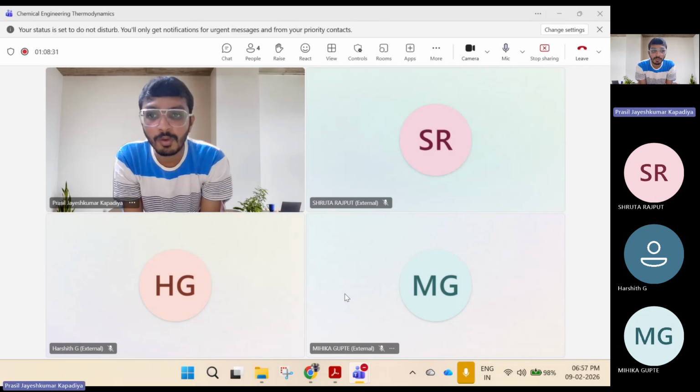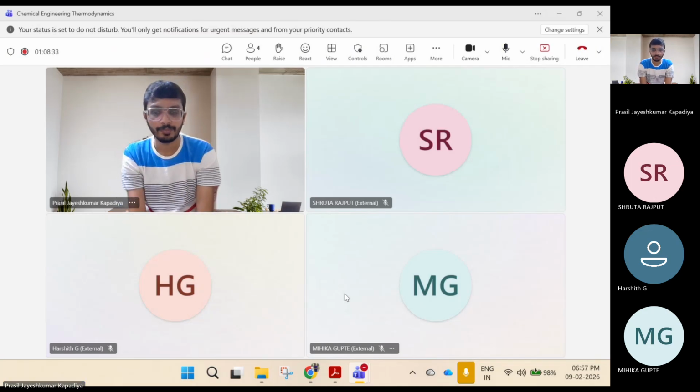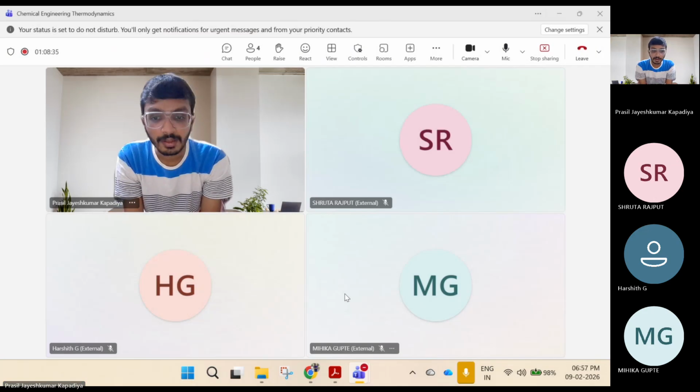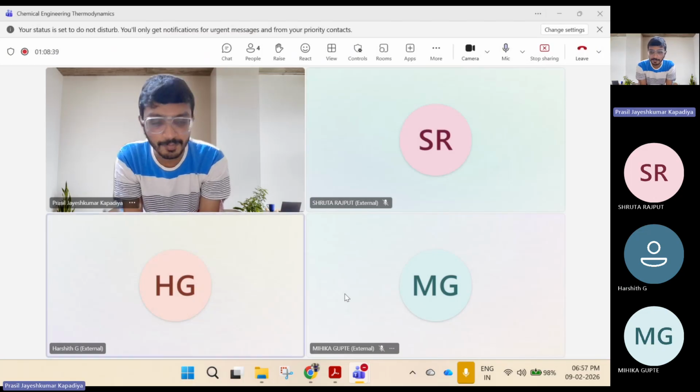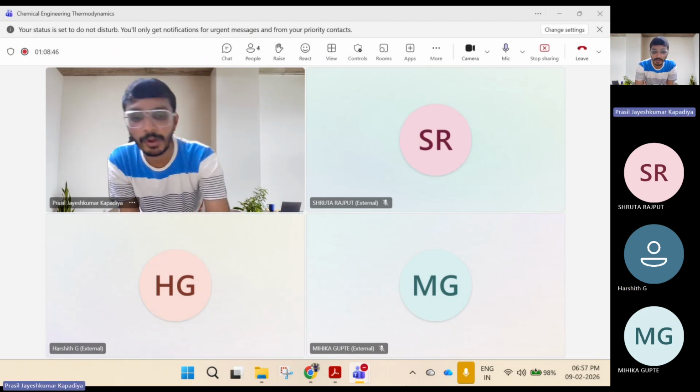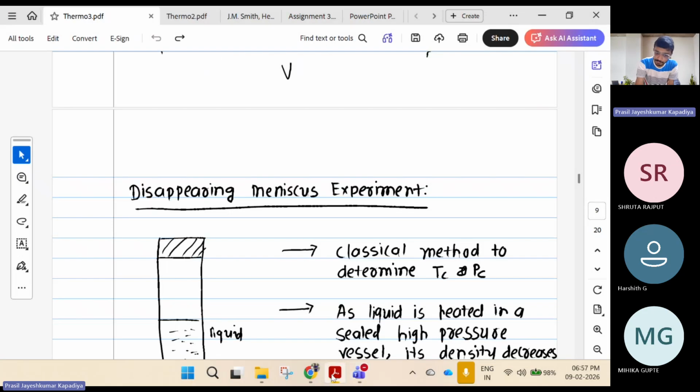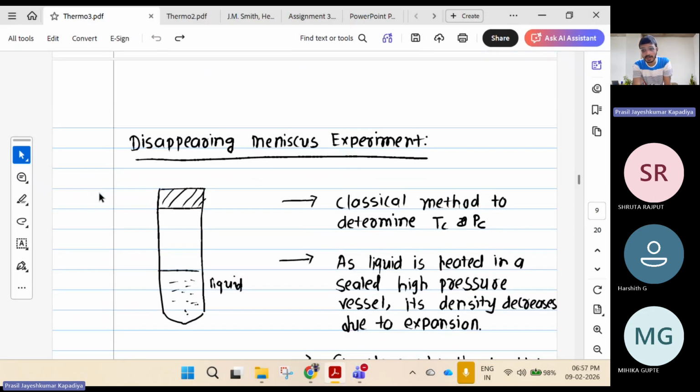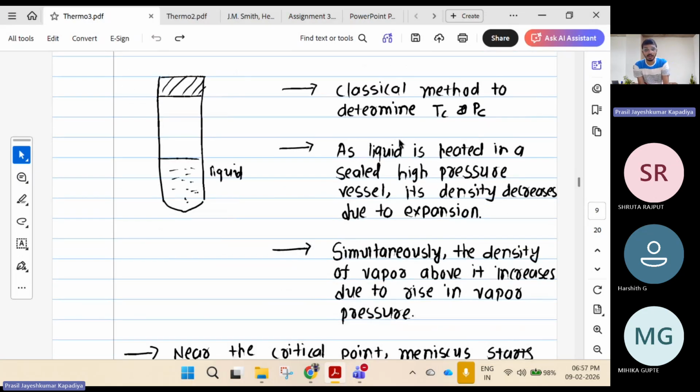It is for measurement of... Harshit, can you tell me what is the use of this meniscus experiment? Measuring critical point. Yes, it is used for measuring critical point. Okay, so what do we do in this experiment? This is the classical method to determine critical temperature and pressure.